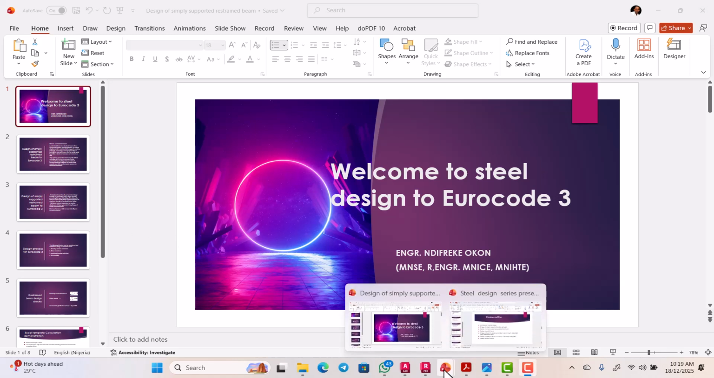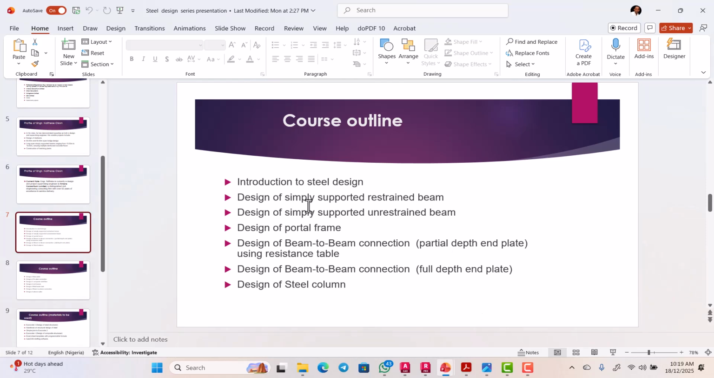So we want to kickstart our design process. So we look at our course outline. So today we want to learn the concept of simply supported restrained beam and how we can design it.